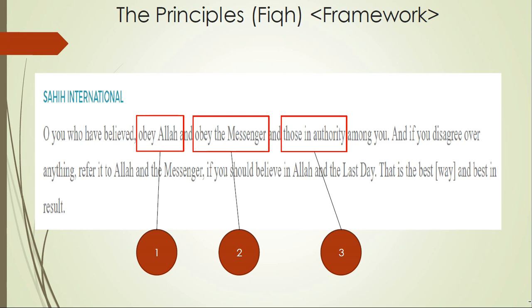And if you disagree over anything, refer it to Allah and the Messenger. If you should believe in Allah and the last day, that is the best way and the best in result. So here you can see, number one, you refer to Allah, meaning you are referring to Al-Quran. Second, you refer to the Messenger. Obviously, you're looking at the Rasulullah Sallallahu Alaihi Wasallam, and you'll be looking at his Sunnah or Hadith, and those in authority are the Faqih, the jurists.